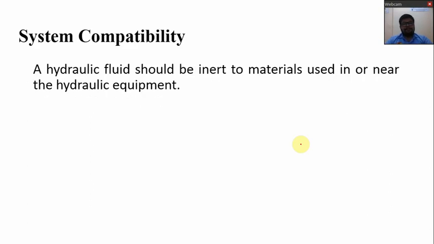Next is system compatibility. A hydraulic fluid should be inert to materials used in or near the hydraulic equipment. If the fluid in any way attacks, destroys, dissolves or changes the parts of the hydraulic system, the system may lose its functional efficiency and it may start malfunctioning. So this system compatibility is also a very important characteristic.